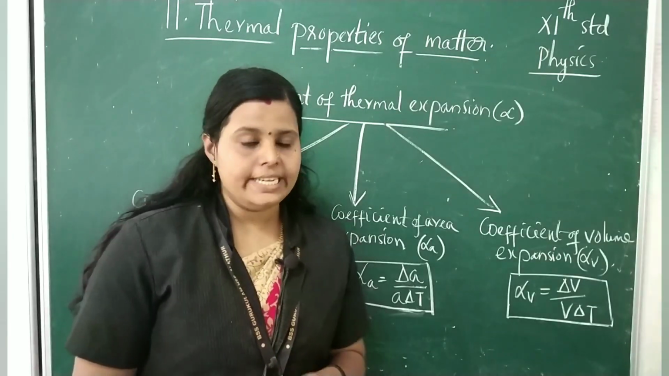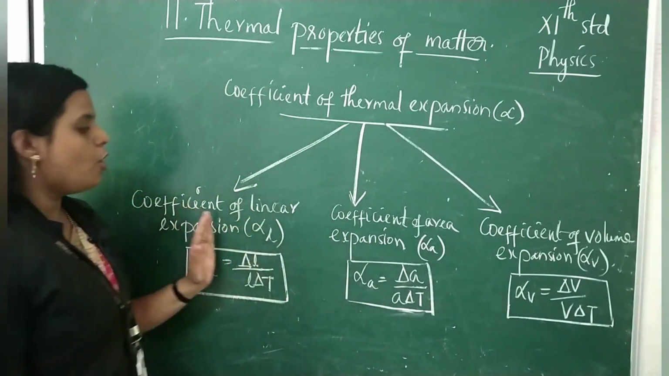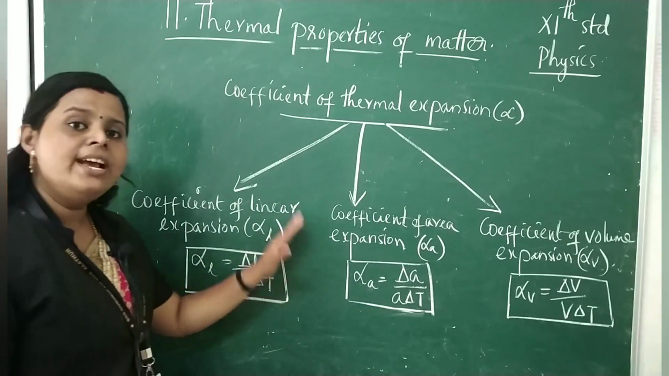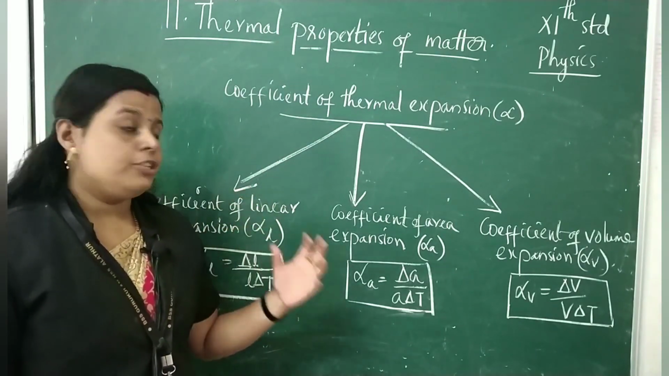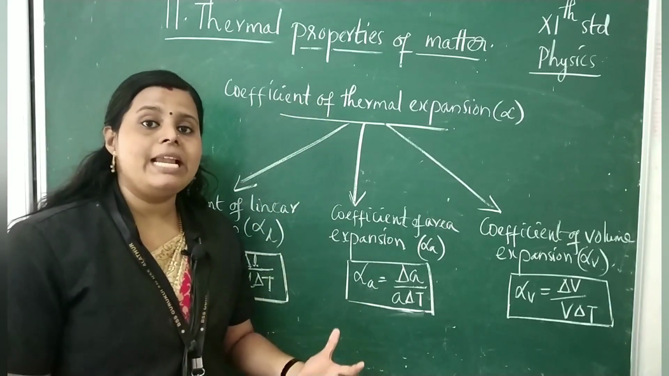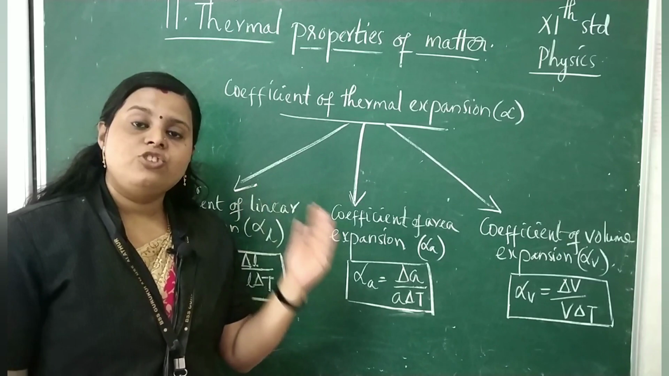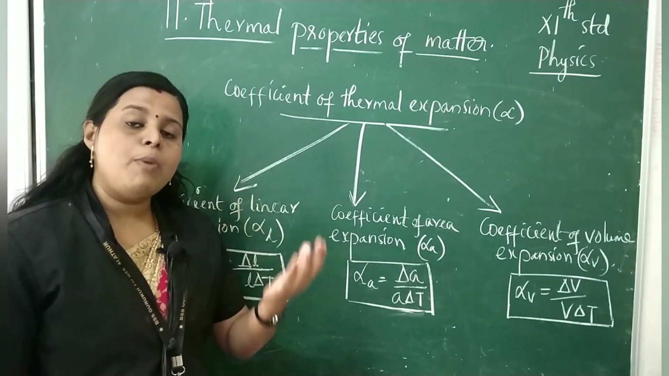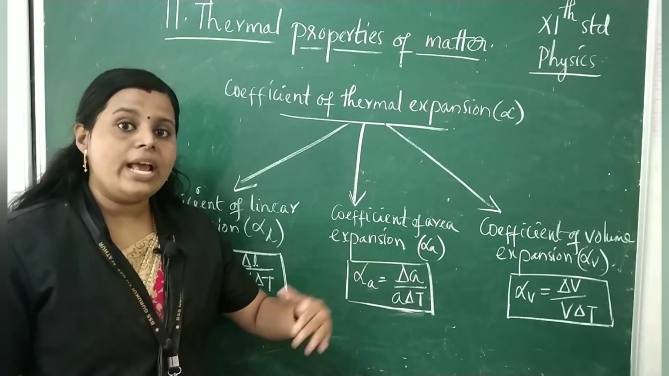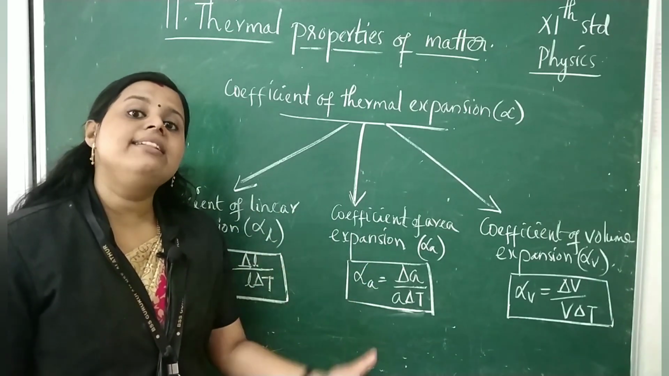As I said earlier, there are 3 types of thermal expansion. That is, the first one is coefficient of linear expansion, which is represented by alpha L. So what is the definition for this coefficient of thermal expansion? It is the fraction of change in dimension by change in temperature. So in the case of linear expansion, ഇവിടെ നമ്മൾ ഒരു ബോഡിയിലെ ടെമ്പറേച്ചർ ഇൻക്രീസ് ചെയ്യുന്നതോടുകൂടി അതിന്റെ ലെങ്ത് ആണ് ഇൻക്രീസ് ചെയ്യുന്നത് അല്ലെ. അപ്പൊ അവിടെ ലെങ്തിനാണ് ചേഞ്ച് വരുന്നത്.